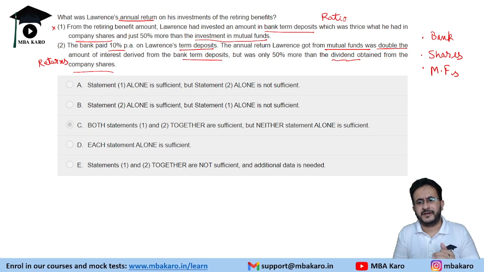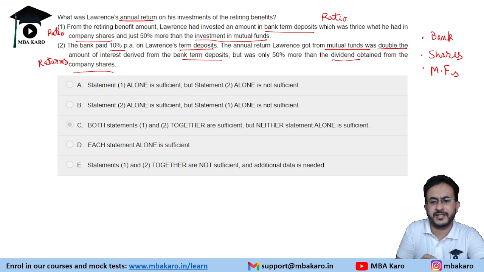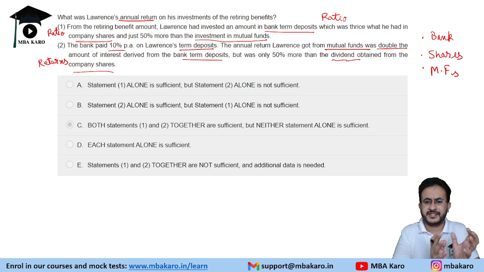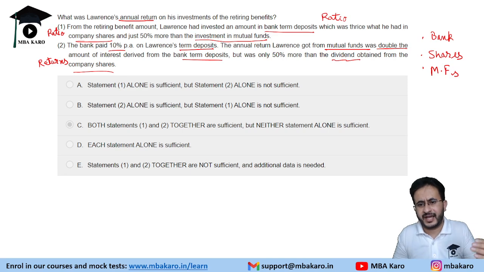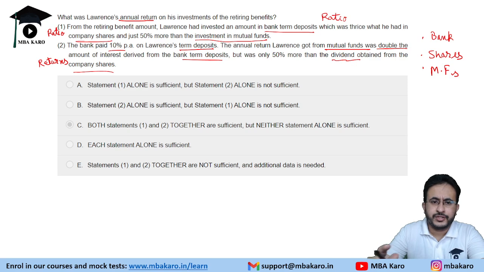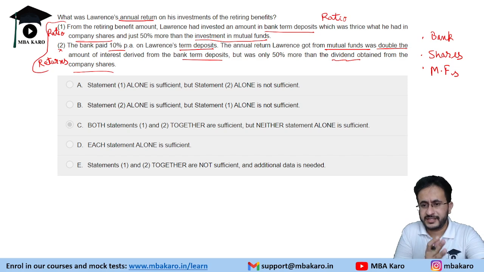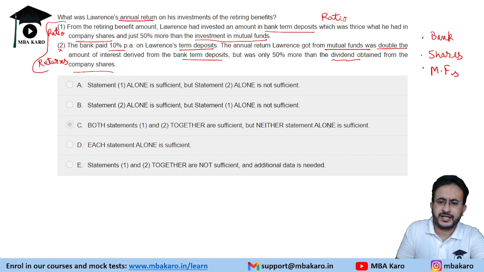But if I do not know in what ratio a person invested, right? First gives you the ratios in which he has deposited the amount. This gives the percentage returns. Let us say I invest a high percentage in one category and a low percentage in another category. If I have invested a high amount in one particular category and it has a higher return, obviously I will get more return. So we cannot calculate based on just the return percentage, right? So 2 alone is also not sufficient. But when we combine 1 and 2, we will find out how much return he got. So both statements together are sufficient.